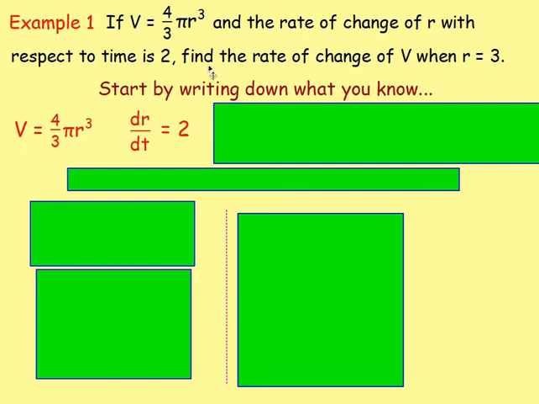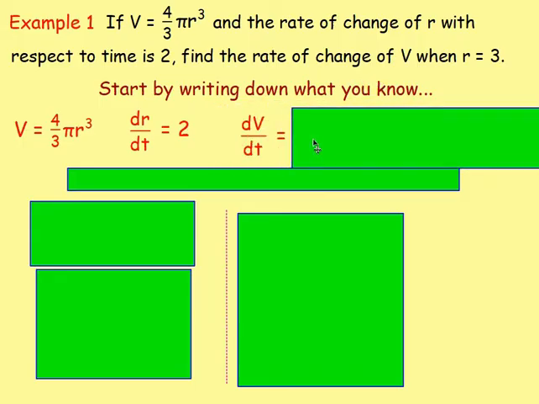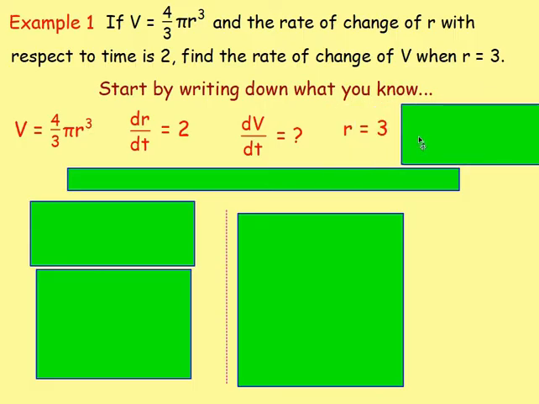Keep on reading. Find the rate of change of V. If we want the rate of change of V, again, it's going to change depending on what the time is. So we can say dV by dt equals, and that's really what we want to find. So we're putting a question mark beside that just now. And we're also told that the radius is 3, or r equals 3, so you can write that down as well. We're putting down everything that we know. Once you do that, before you move on with the problem, take it a little further. See if there's anything else you can work out.